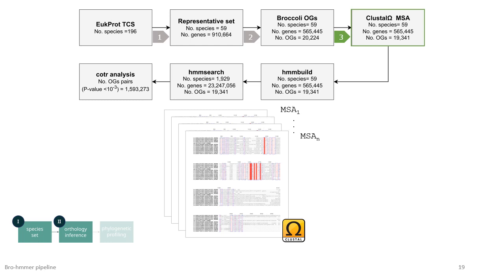We then use a hidden Markov model approach with the aim of extending the original species dataset and recovering more distant orthologous sequences. First of all, we obtain a multiple sequence alignment of each orthogroup using Clustal Omega.